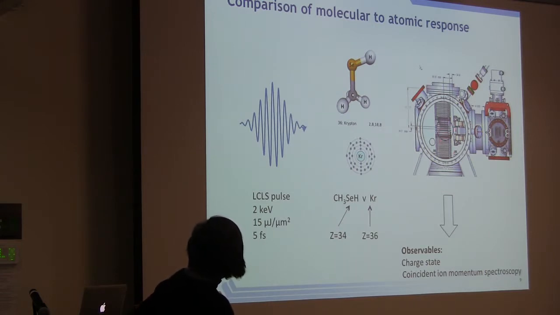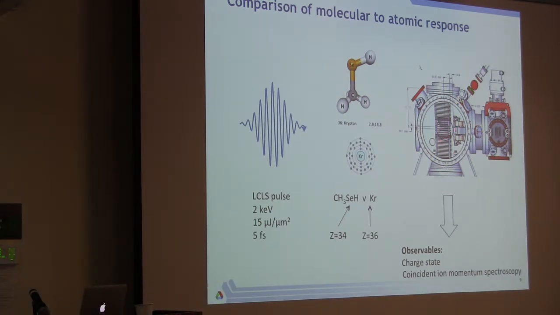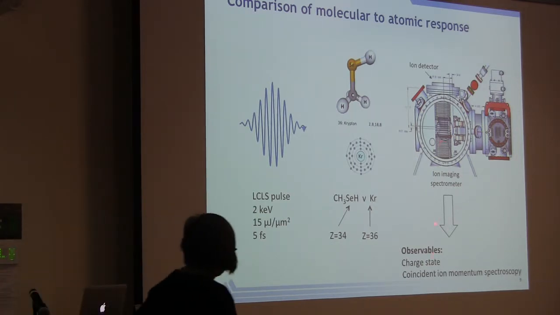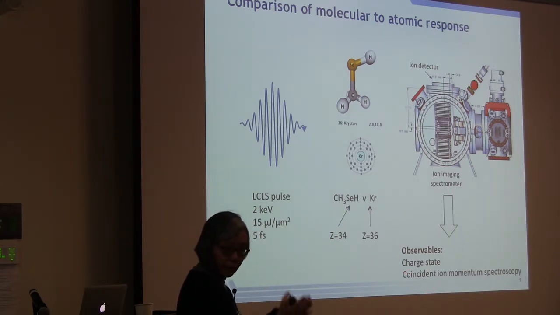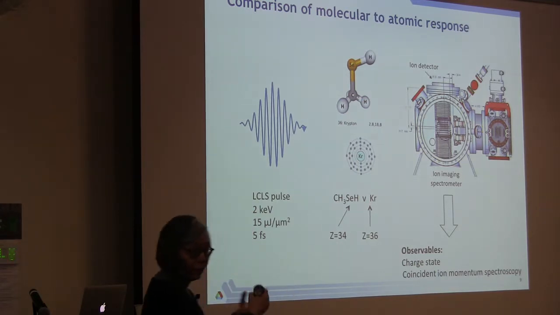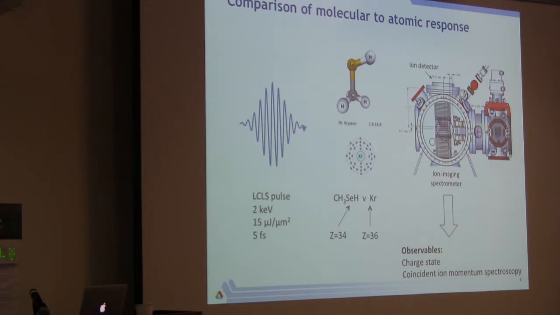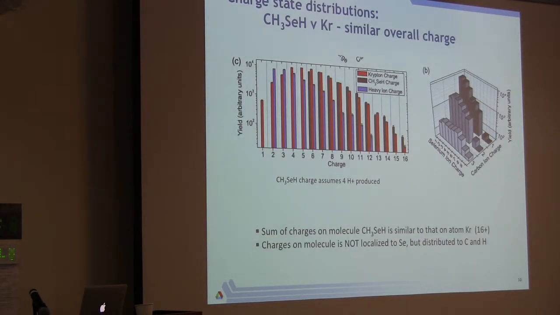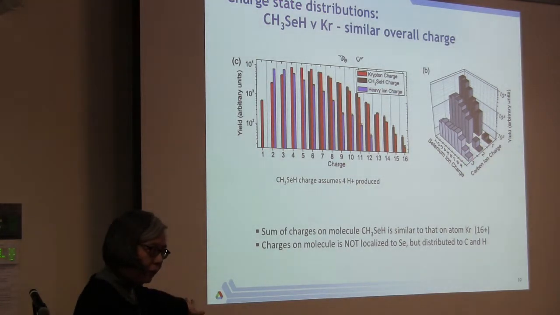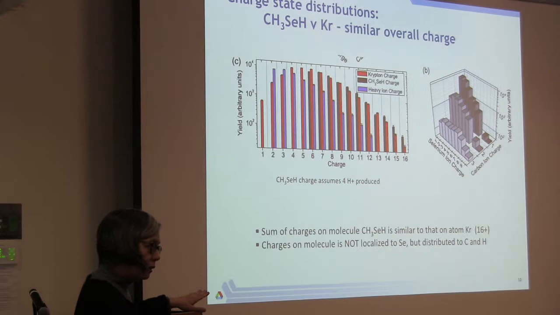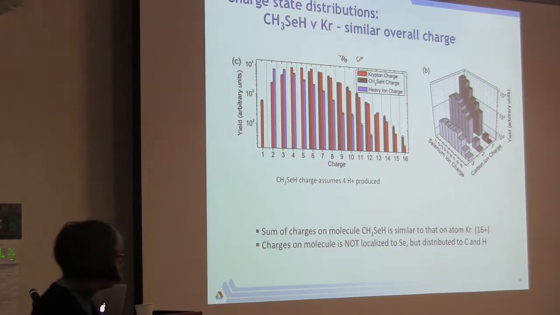And in their ion spectrometer, they were able not only to measure the charge state distribution, but also the ions in coincidence with each other and get the momenta. From the momenta, of course, it's very good because you can get the kinetic energy release, and you can get a lot of dynamics from that. Okay, so what they first did was look at the charge state distribution and compare those two things that have very similar Z, because most of the absorption happens on the heavy atoms.